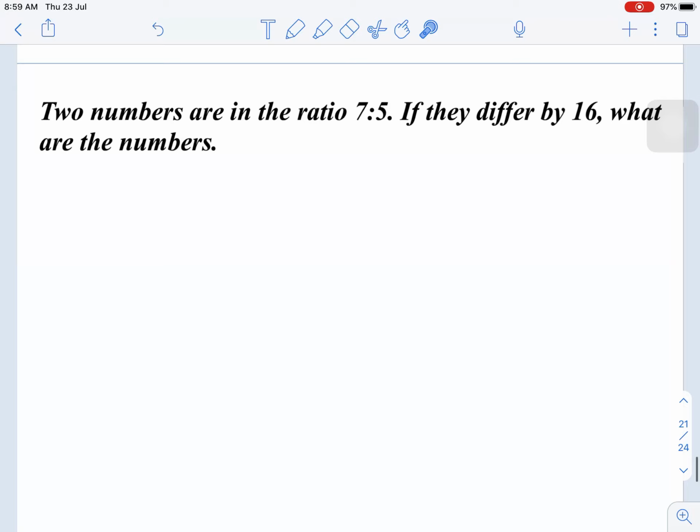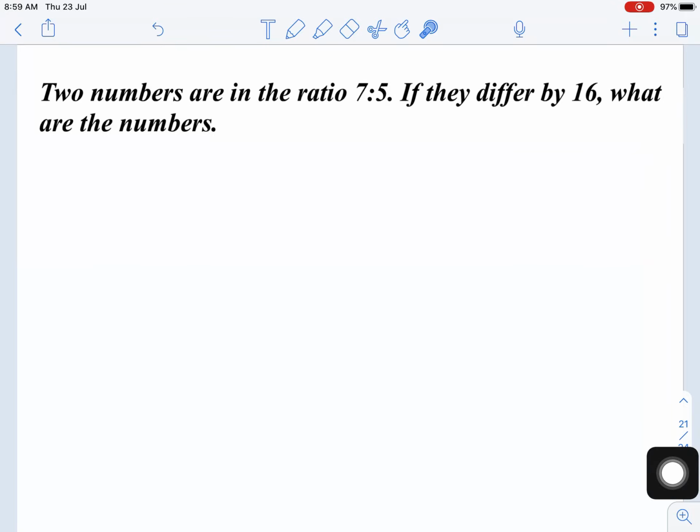Now here we have the first example: two numbers are in the ratio 7:5. If they differ by 16, what are the numbers? Remember that whenever you have an example of a ratio, that is, two numbers are in so and so ratio, we have to consider some common multiple between both. That is, we need a common factor between both. We have to make it. So how to make it?